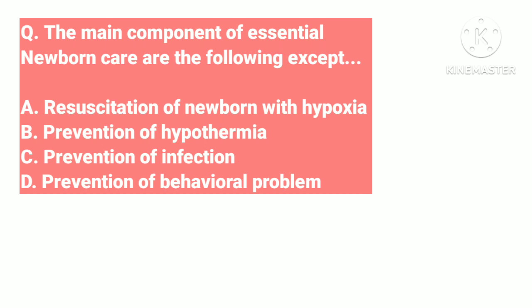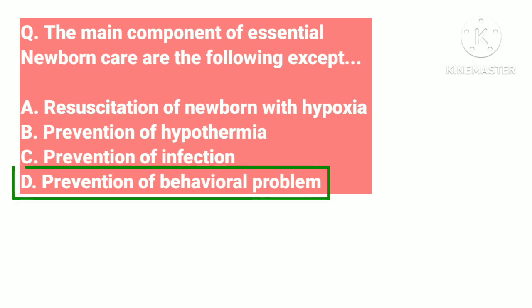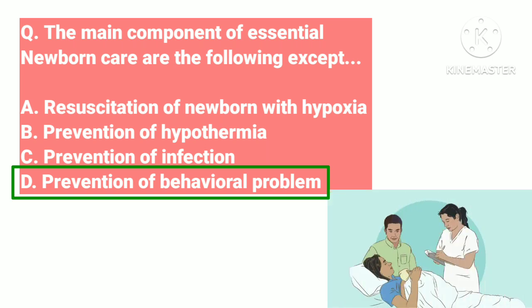The main components of essential newborn care are the following except: A. Resuscitation of newborn with hypoxia. B. Prevention of hypothermia. C. Prevention of infection. D. Prevention of behavioral problem. And the correct answer is D. Prevention of behavioral problem. Resuscitating the newborn with hypoxia, and preventing hypothermia and infection are the main components of essential newborn care, but prevention of behavioral problem of the newborn is not an emergency. It can be solved later.